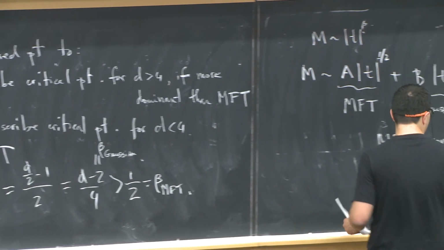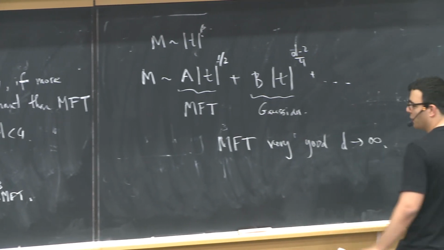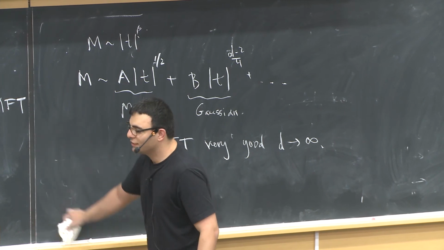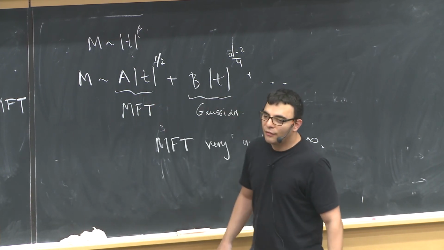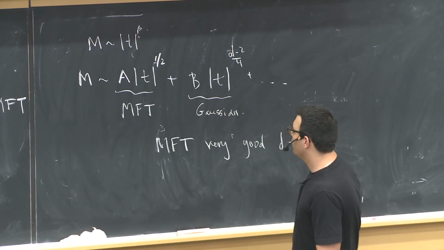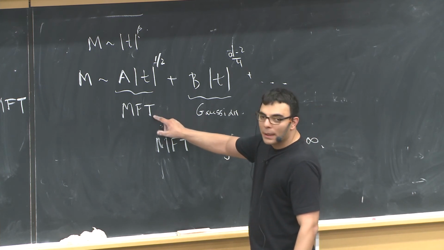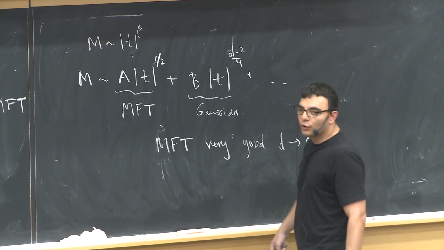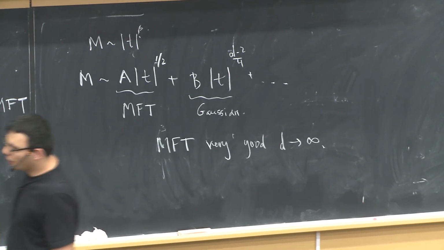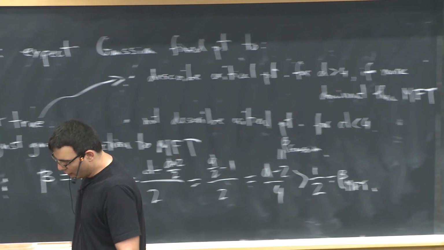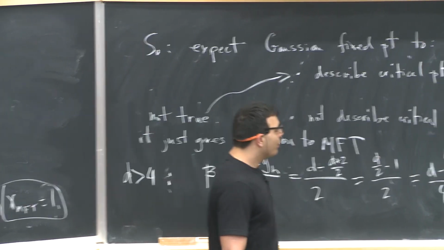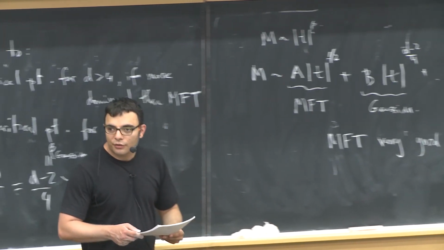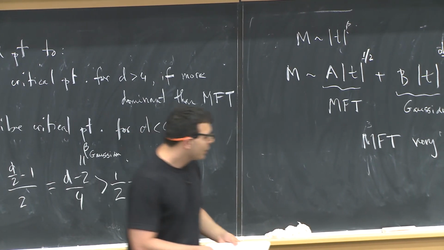By the way, this is an example of a dangerously irrelevant operator, which is this operator phi to the fourth. Phi to the fourth was very important for the mean field theory scaling, but it wasn't important for this scaling. So if we were to do RG, we'd say that phi to the fourth in more than 4 dimensions is irrelevant. However, phi to the fourth was very important for determining this scaling. So it's a dangerously irrelevant operator. Okay.